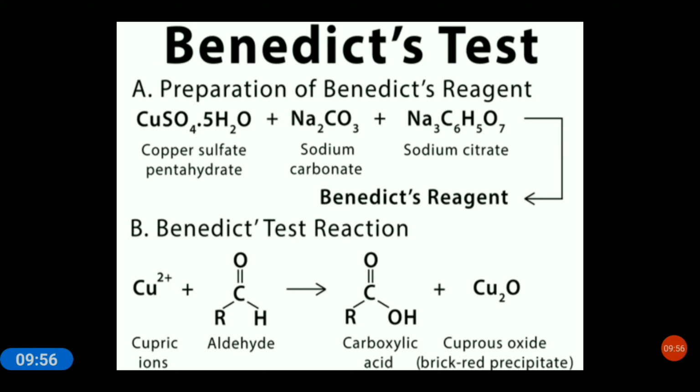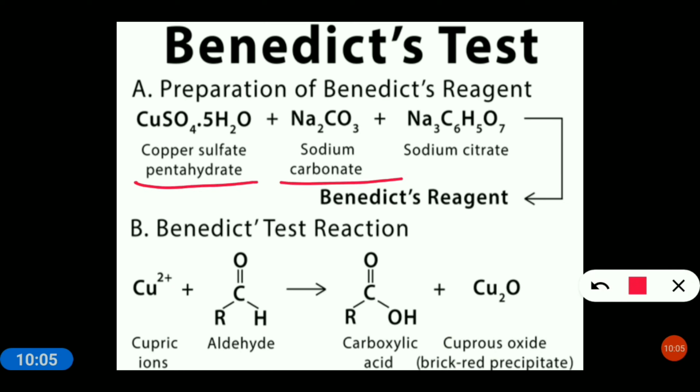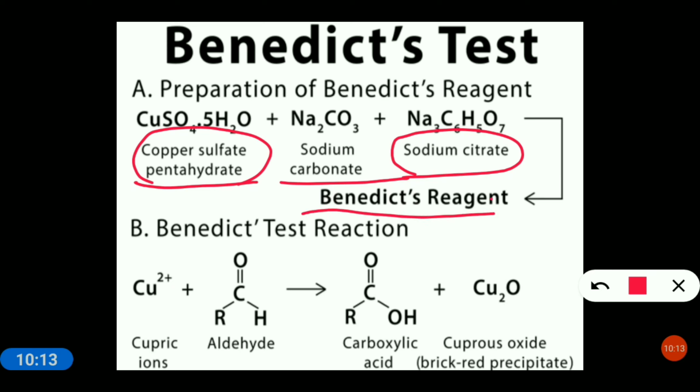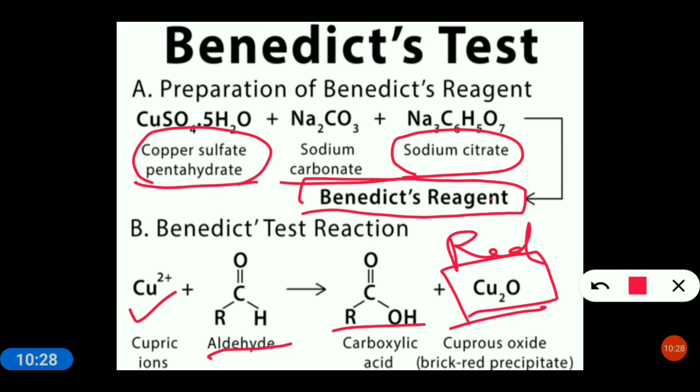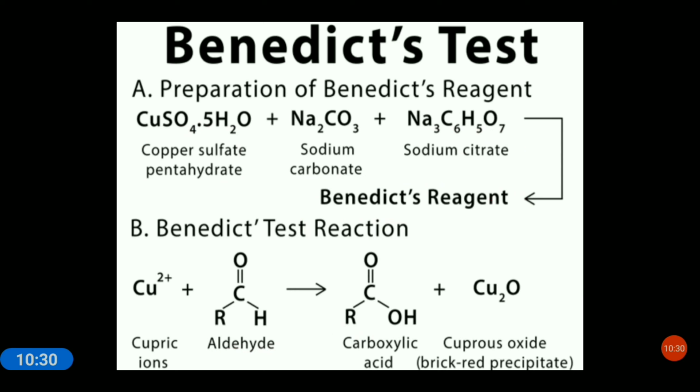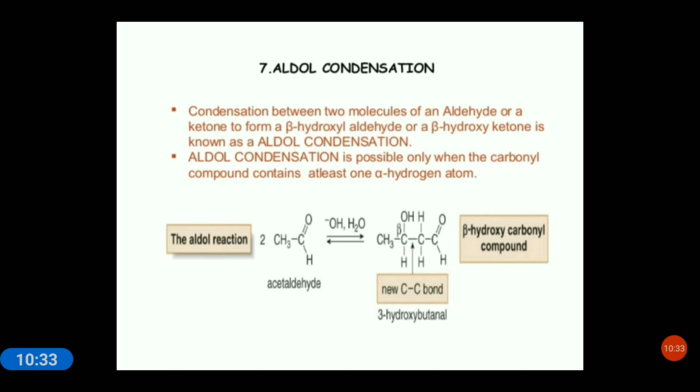When you prepare the Benedict solution, you will see there is addition of copper sulfate with sodium carbonate and sodium citrate. So sodium citrate ion and copper sulfate solution together give the Benedict reagent. The copper ion comes from the Benedict reagent. When it reacts with aldehyde, the same way it gives carboxylic acid and a red precipitate of Cu2O in the test tube. Next is the reaction involving the alpha hydrogen.